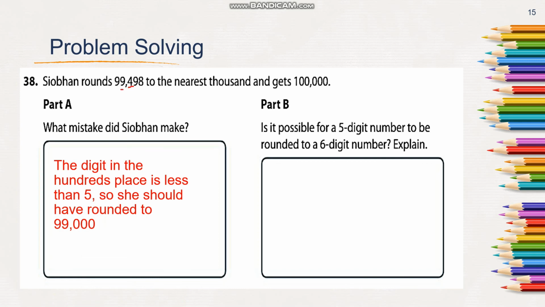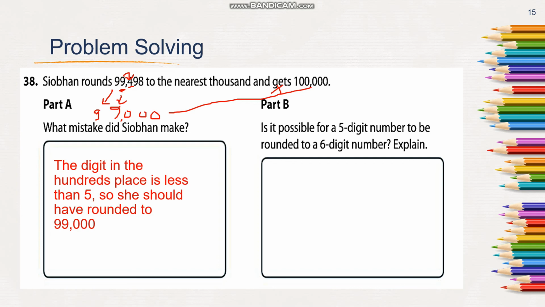The 1,000s digit is 9. It is followed by 4. So you simply copy 9. And the rest of the digits to its right, you just make 0. And the digit to its left, you just copy. So it is supposed to be 99,000, not 100,000. So the digit in the hundreds place is less than 5, so she should have rounded to 99,000.